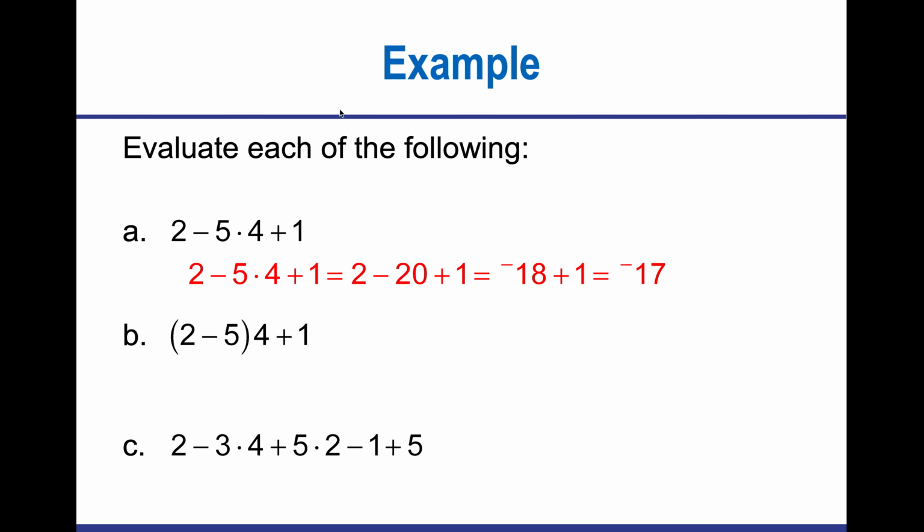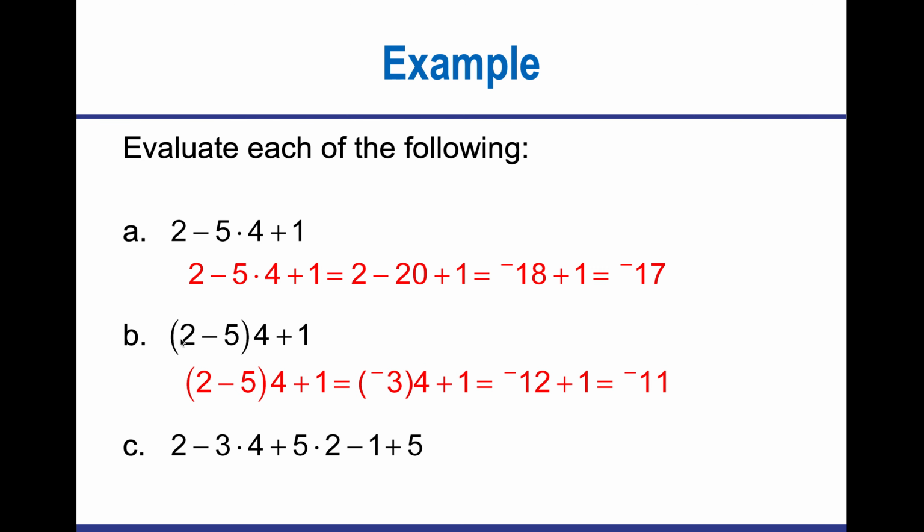So if we look at this, the first thing I have to do is complete the multiplication of 5 times 4. So 5 times 4 is 20. So I have 2 minus 20 plus 1. I have to go left to right. 2 minus 20 is negative 18. Negative 18 plus 1 is negative 17.